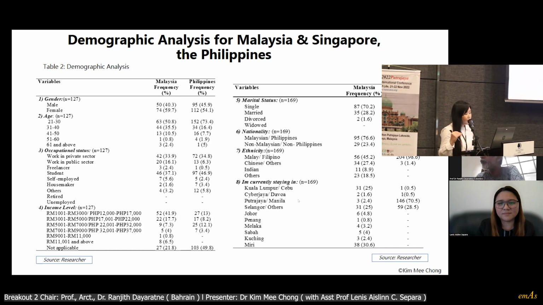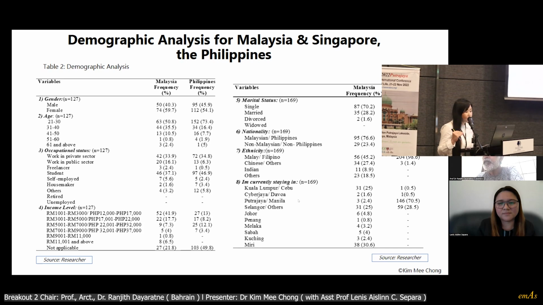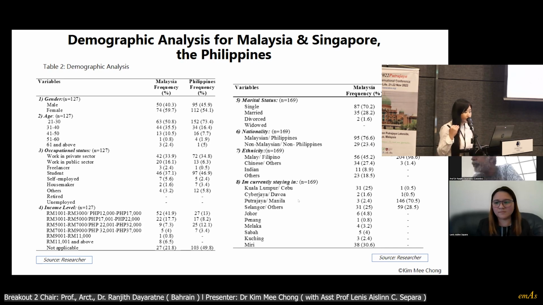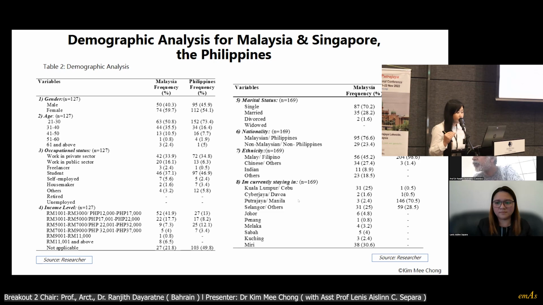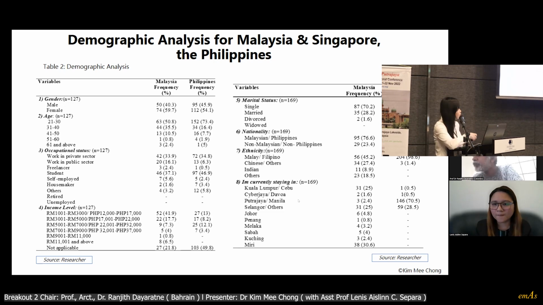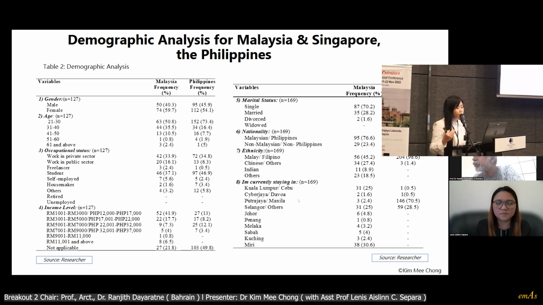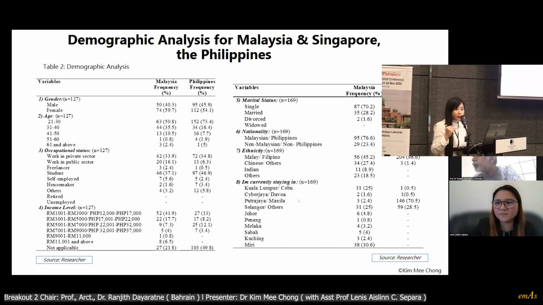Their average income levels were collected differently based on the Malaysian and Philippine perspectives, so there are different percentages. The majority of them are single in marital status, and we only collected from people in the Philippines and Malaysia who are staying in smart cities. Among them, as you can see in number 8, the smart cities are Kuala Lumpur, Cyberjaya, Putrajaya, Selangor, Johor, Penang, Melaka, Sabah, Kuching, and Miri. For the Philippines, it's Cebu, Davao, Manila, and some other places. But we will focus on the smart cities response.